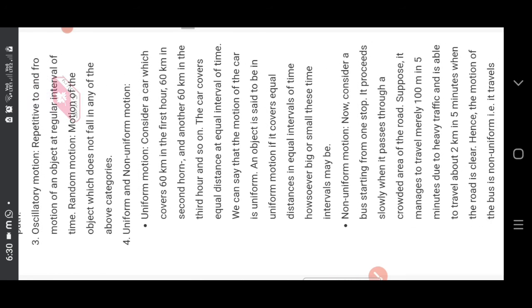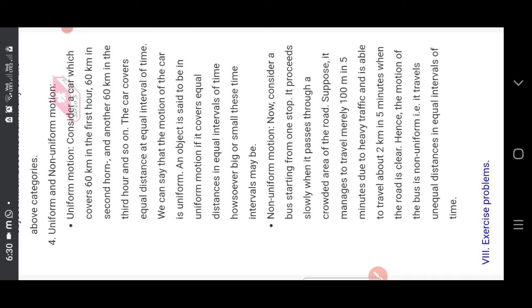Next, uniform and non-uniform motion. Consider a car which covers 60 km in the first hour, 60 km in the second hour, and another 60 km in the third hour and so on. The car covers equal distance at equal intervals of time. We can say that the motion of the car is uniform motion. An object is said to be in uniform motion if it covers equal distance in equal intervals of time, howsoever big or small these time intervals may be.